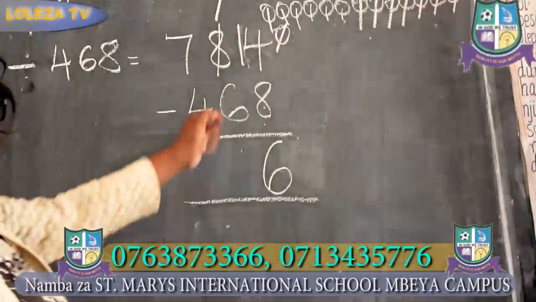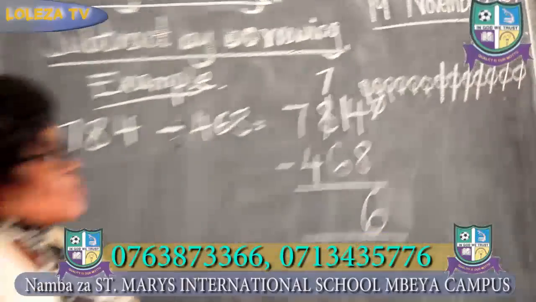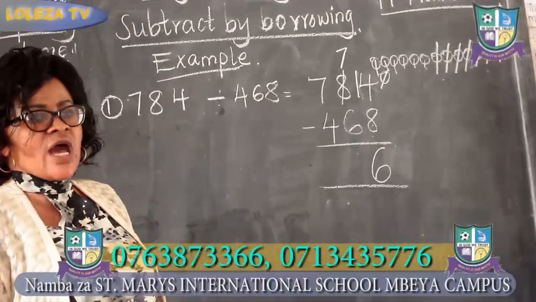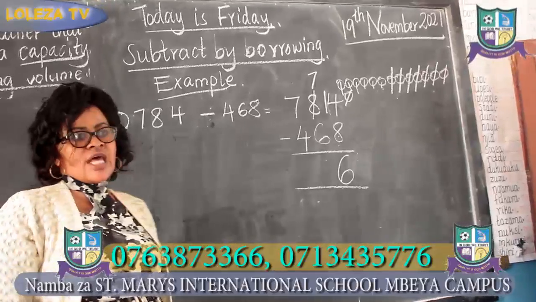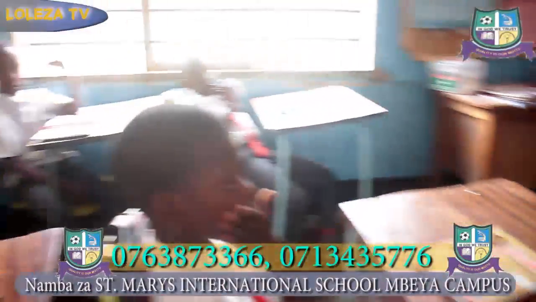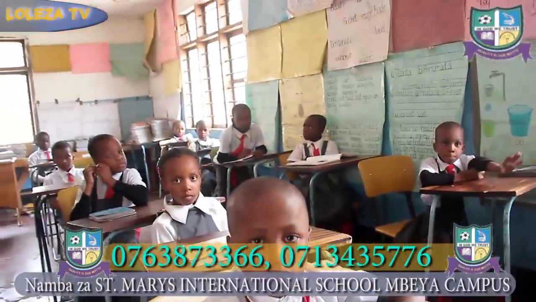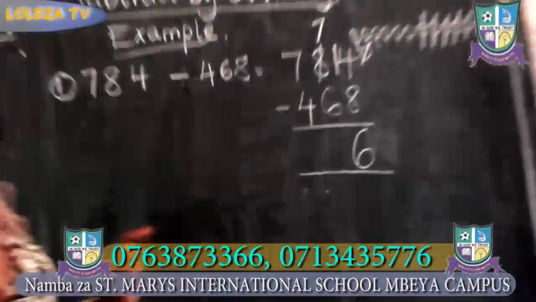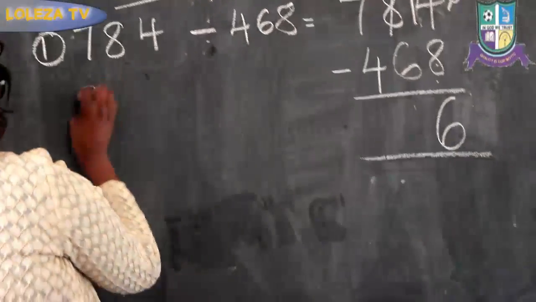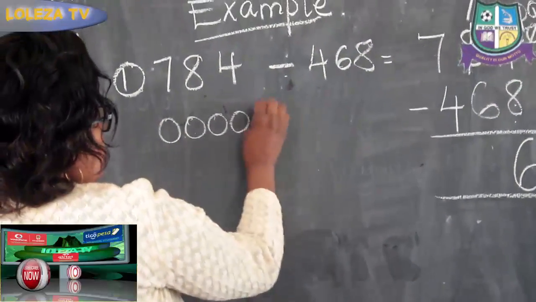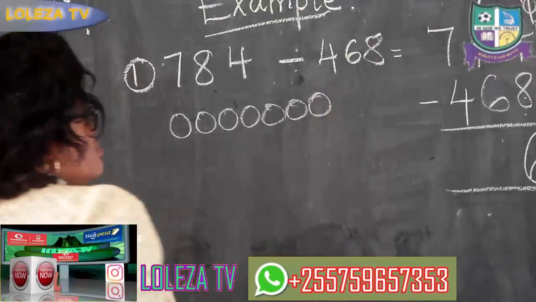Yes. After that, we have 7 take away 6. 7 take away 6. How many balls am I going to draw there? 7. I am going to draw 7 balls. I don't want to spoil my work. I draw 7 on this side. 1, 2, 3, 4, 5, 6, 7.